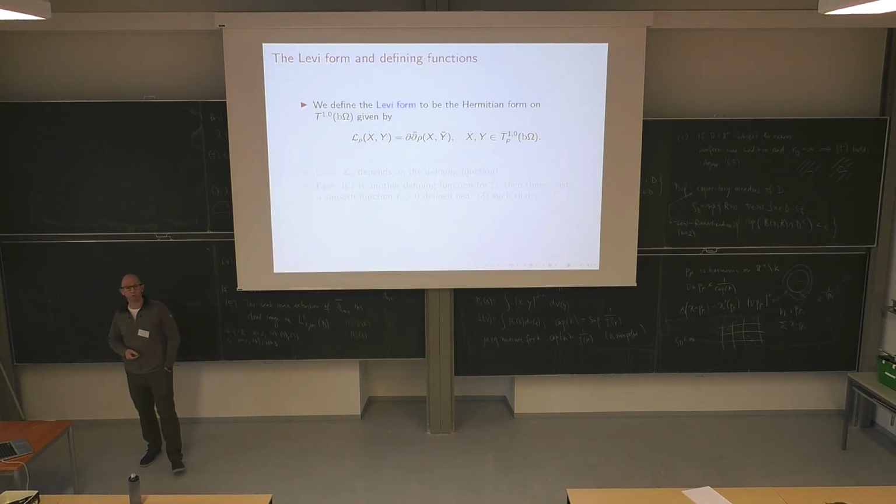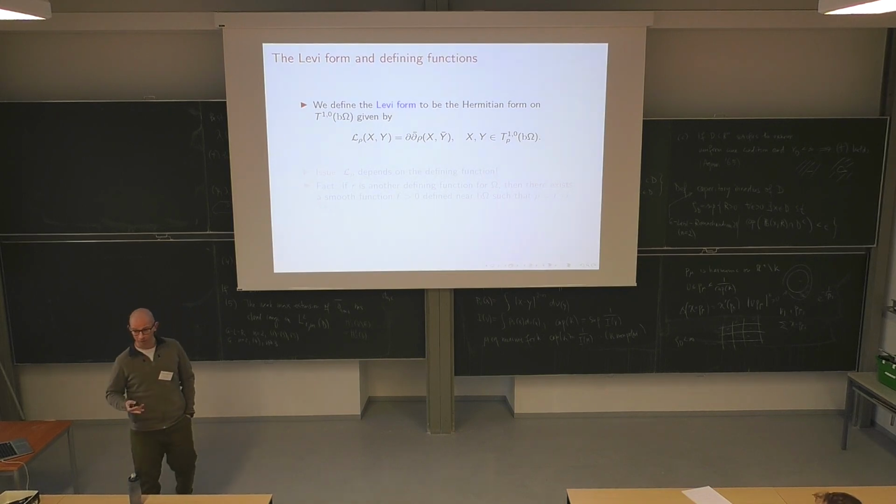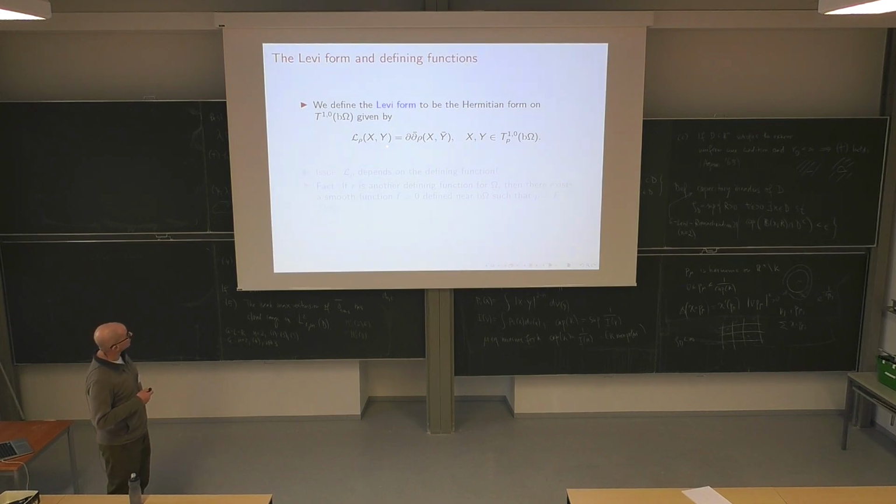Okay, so in order to talk about when we can solve D bar, we have to talk about the Levi form. There are a number of ways to talk about the Levi form. We are actually going to dive in and get our hands dirty, so we really want a very concrete expression for it. So the Levi form is the Hermitian form on T^{1,0} given by L_ρ(x,y) = ∂∂̄ρ(x, ȳ), where x and y are (1,0) tangent vectors.